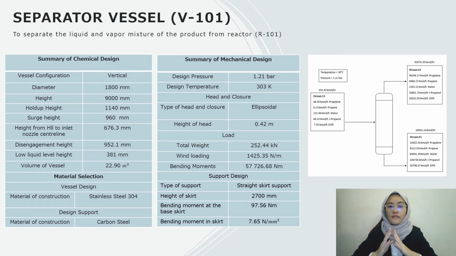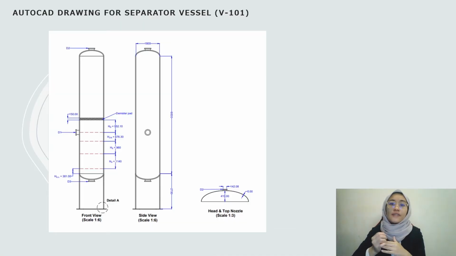Stainless steel is chosen as a vessel material of construction due to the properties of component, which is diisopropyl ether. It has a slight corrosive properties which can damage the internal linings of the vessel. For the design pressure and temperature, 10% above the operating pressure and temperature is taken for safety consideration. Hence, the design pressure for this vessel is 1.21 bar and the design temperature is 303 Kelvin. The separator column will be oriented vertically with an ellipsoidal head with a height of 420 mm and has an insulation that made up from mineral wool.